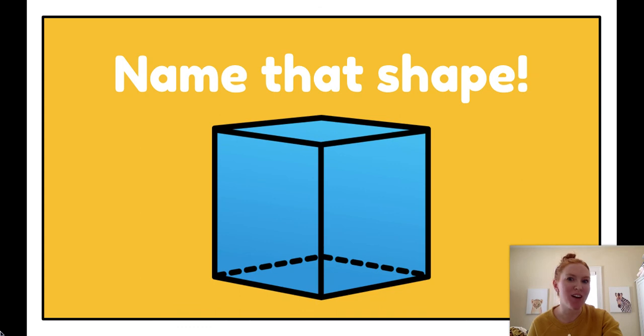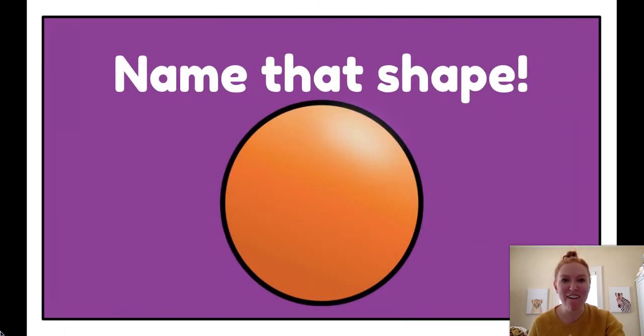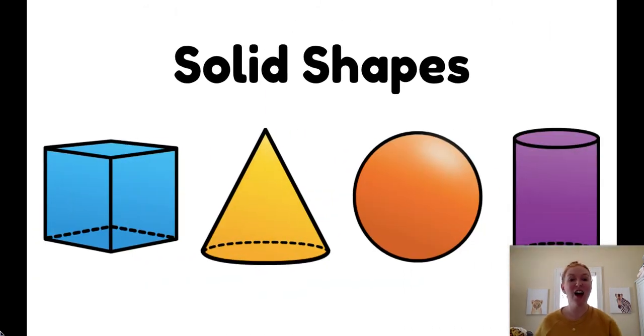Let's try another one. Ooh, what's this one called? Maybe you have something that looks like this in your freezer, made out of ice. It's a cube. And one more. What's that tricky name for this shape? It's not a circle. It's a sphere. Nice job, KinderFriends.